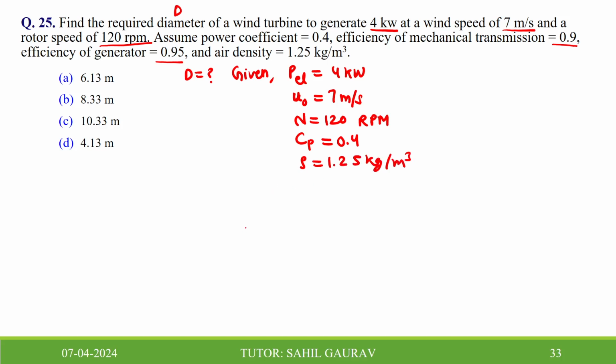So this mechanical and electrical efficiency we can combine together. So combined efficiency is 0.9 into 0.95.